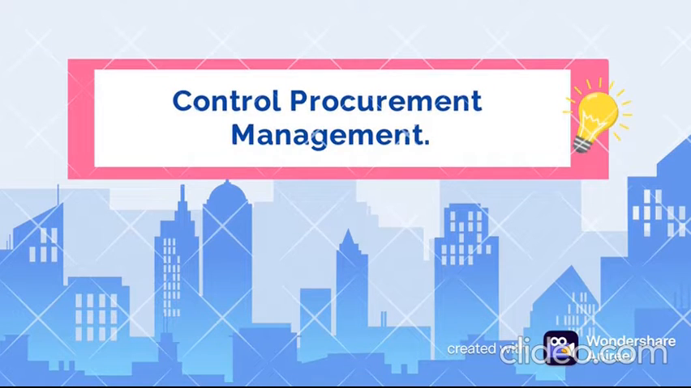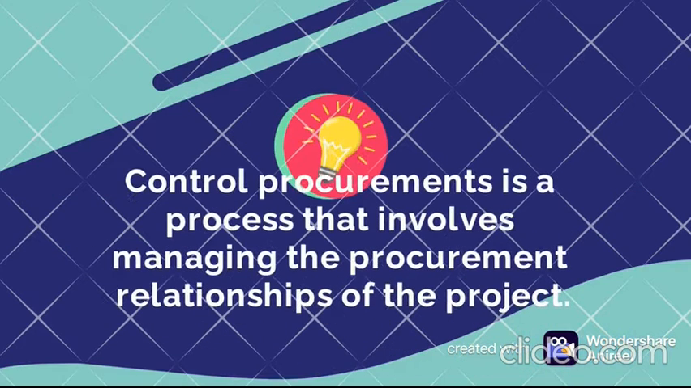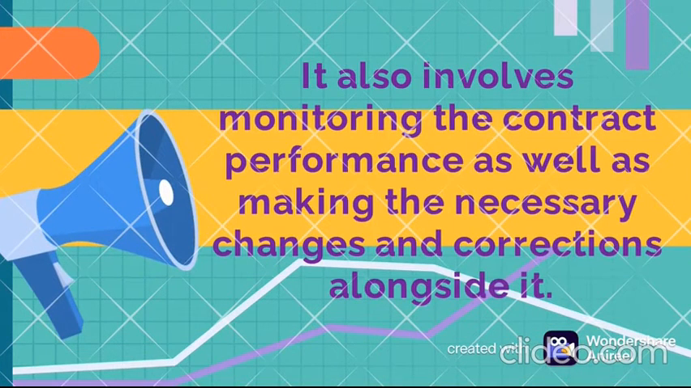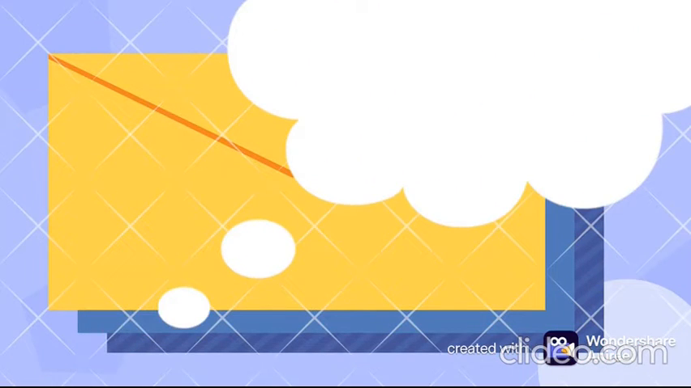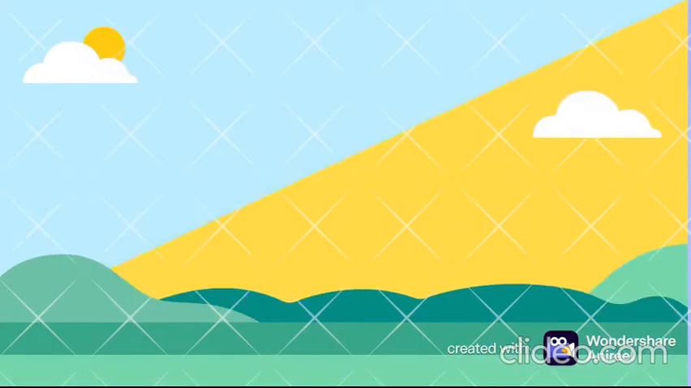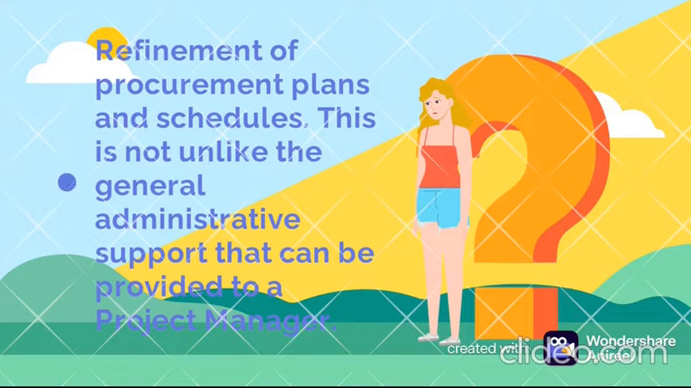Control procurement management. Control procurements is a process that involves managing the procurement relationships of the project. It also involves monitoring the contract performance as well as making the necessary changes and corrections alongside it. Collection of data and managing project records, including maintenance of detailed records of physical and financial performance, is one method. Refinement of procurement plans and schedules. This is not unlike the general administrative support that can be provided to a project manager.